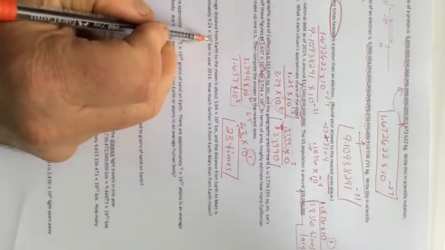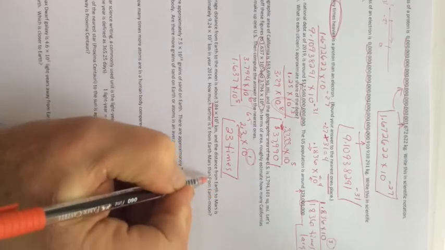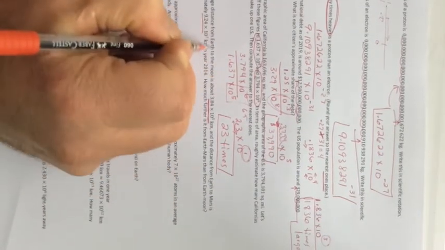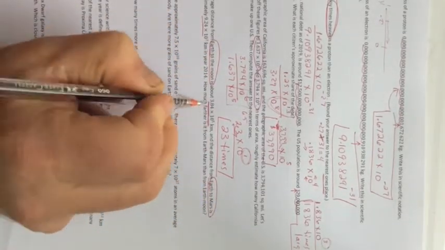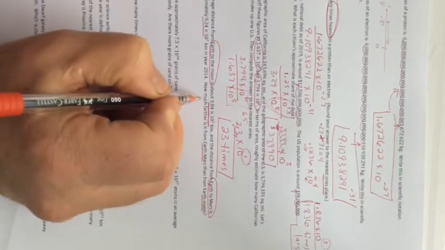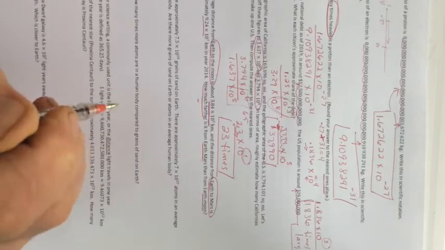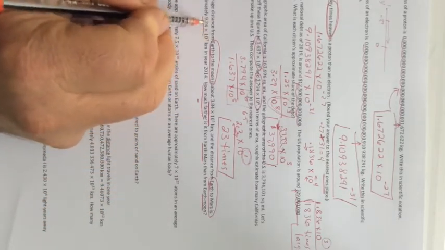The average distance from Earth to the moon is this far, and the distance from the Earth to Mars is this far. Okay, so this is Earth, Moon, and this is Earth, Mars. How much farther is Earth, Mars than Earth, Moon? So how much farther means subtract. So I'm going to take the big one, subtract the little one. So it looks like this one is the big one.